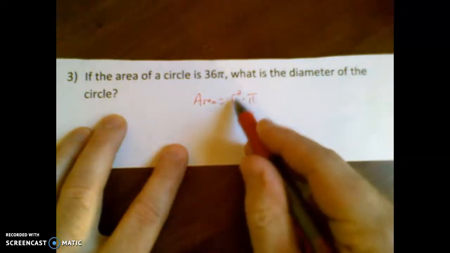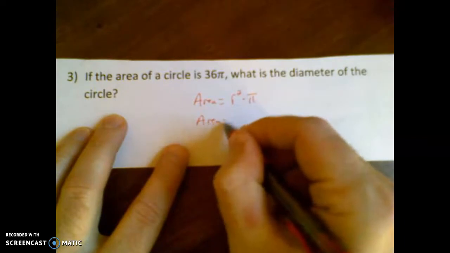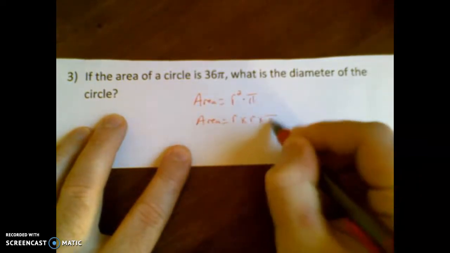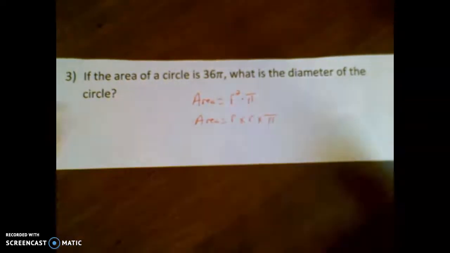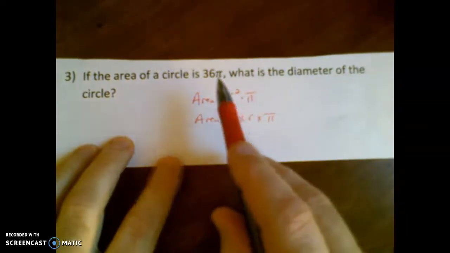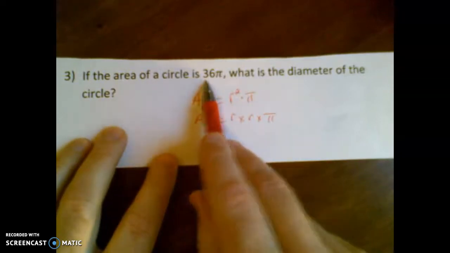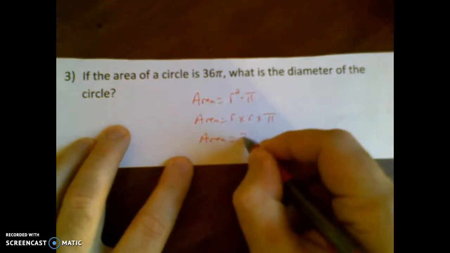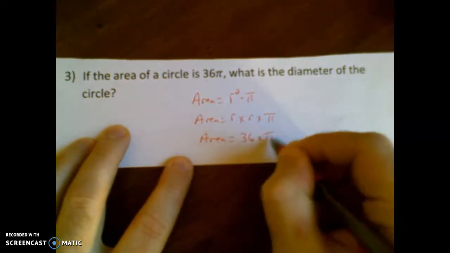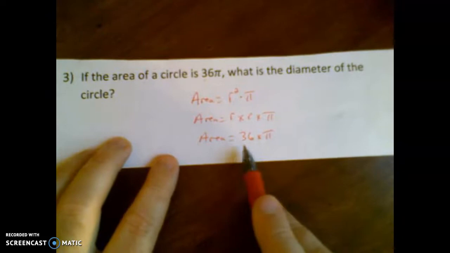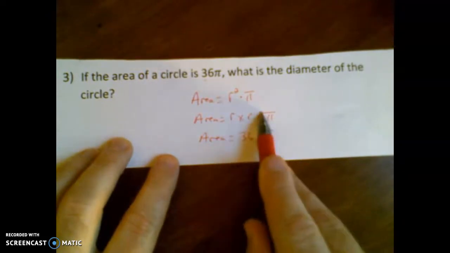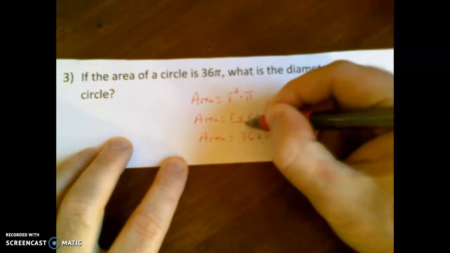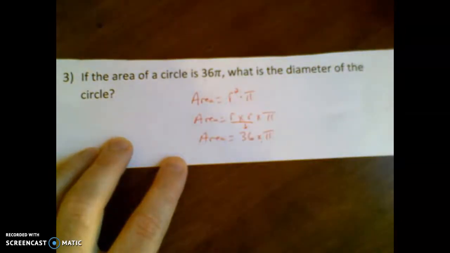I'm going to write this a different way. I'm going to do area equals not radius squared, but radius times radius times pi, which of course is the same thing. And then, since I told you that the area is this, I'm going to go area equals 36 times pi. So the reason I did this and I did that is I can understand that when I do radius times radius, that has to equal 36.